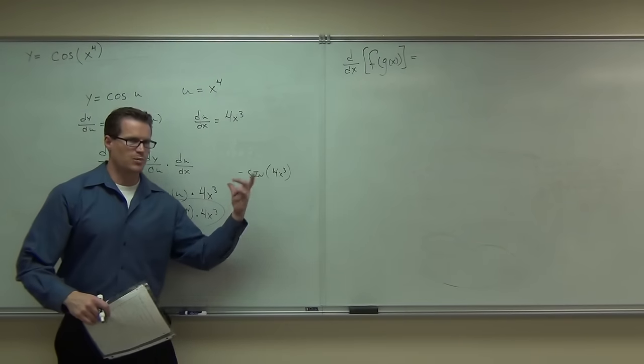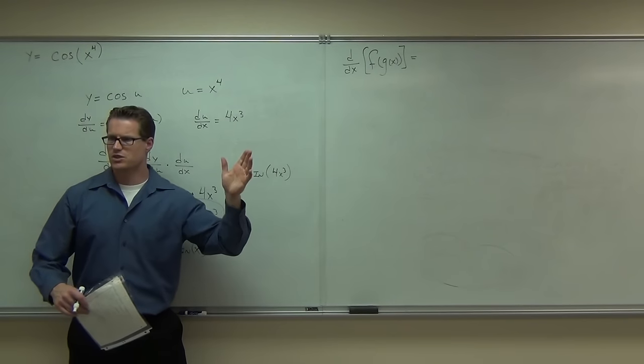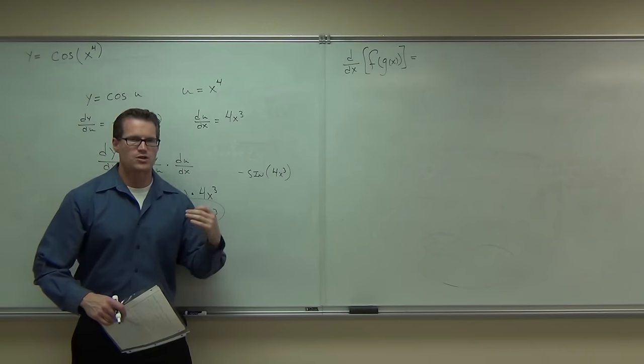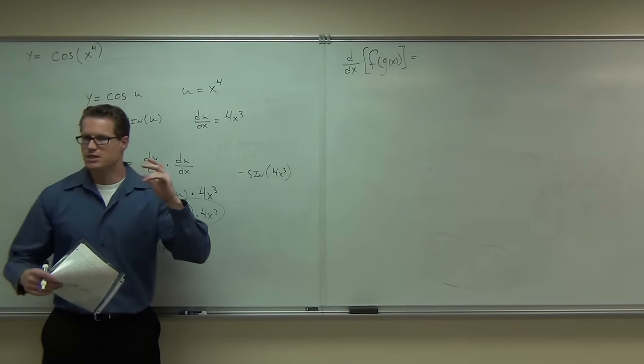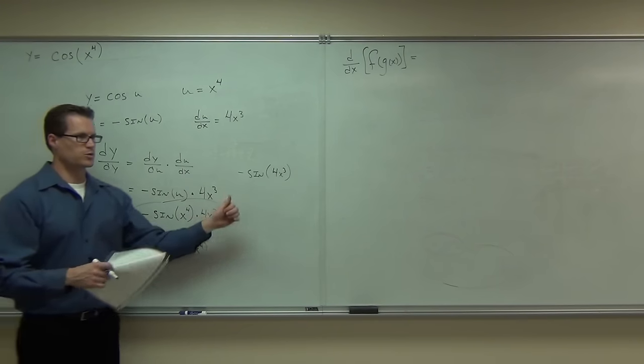See the common mistake that people would make to get that? They go, oh yeah, derivative of cosine, negative sine. Derivative of the inside, 4x cubed. Is this right? No, because they have not applied the chain rule. Chain rule says you have a composition here. You need to take the derivative of your function, sure, leave the inside alone, then multiply by the derivative inside.